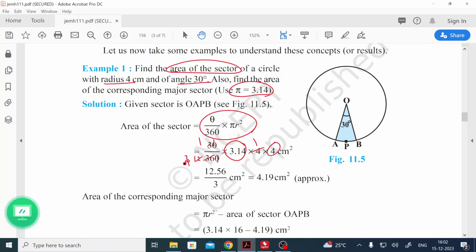Denominator 3 will come as it is. When you divide, you will be getting this answer. That's it. Do you understand? Like that they are doing.